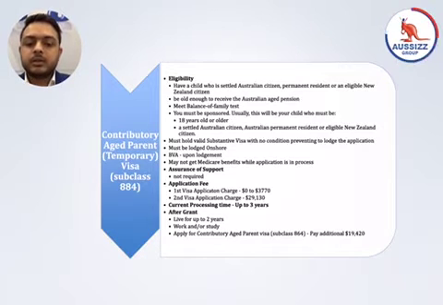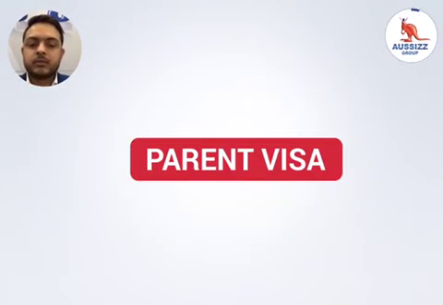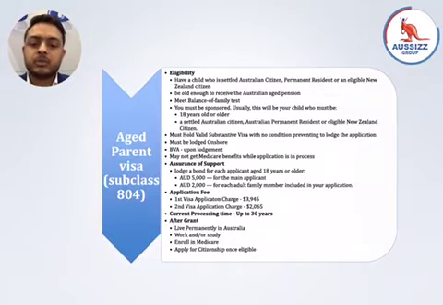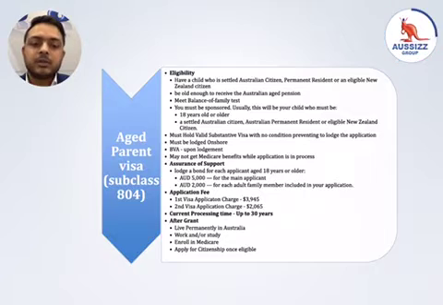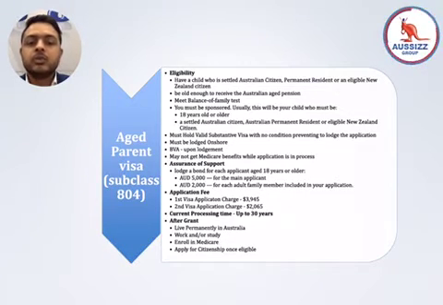Now, the next visa that we are going to discuss is the aged parent visa subclass 804. This visa is a non-contributory parent visa, so that means you don't really pay a high fee. However, the processing time is going to be up to 30 years. The requirements are quite similar to the previous two, which are 864 and 884.